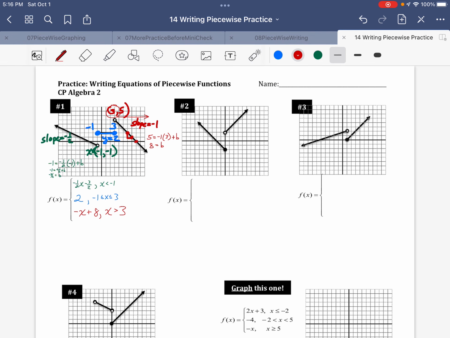You practice the other ones, and we'll continue to be working on piecewise functions.